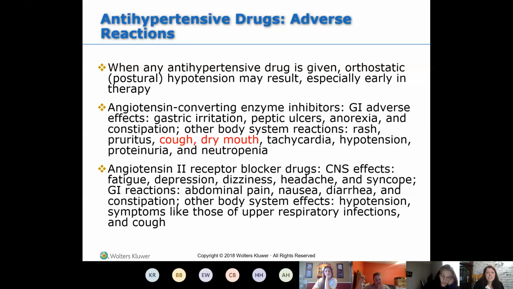You're assessing whether they have some major adverse effects going on with these drugs. Are they having a dry cough? Are they getting incredibly dizzy when they stand up? You're the person that needs to report all those things and be the go-between between your patient receiving the drugs and the physician prescribing the drugs. So when any antihypertensive drug is given, orthostatic hypotension may result, especially early on in therapy.